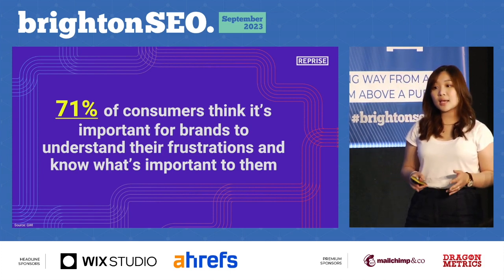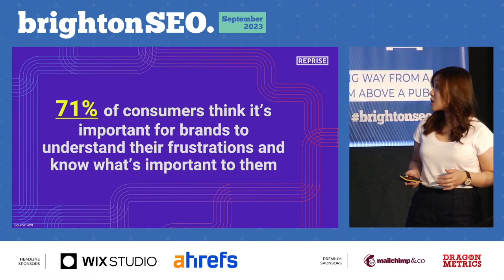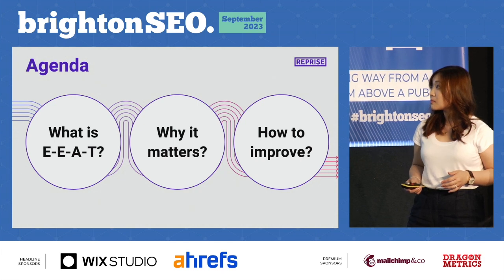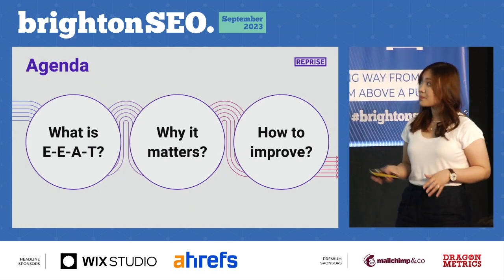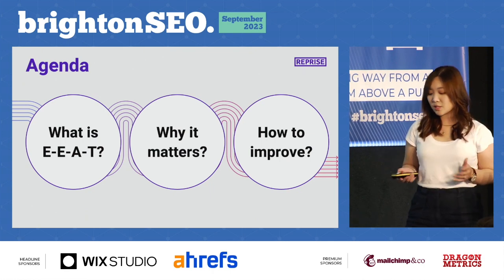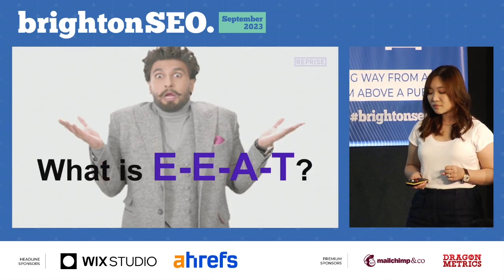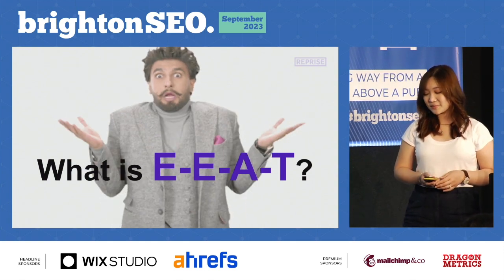As an SEO, our day-to-day job is to provide content people are looking for and to maximize their visibility. So how does the latest EAT update affect what we have been doing, and what does it mean for future SEO strategy formulation? In this presentation, I'll cover the basics of EAT, the importance of it, and how to improve with some practical examples. So question first, what is EAT?